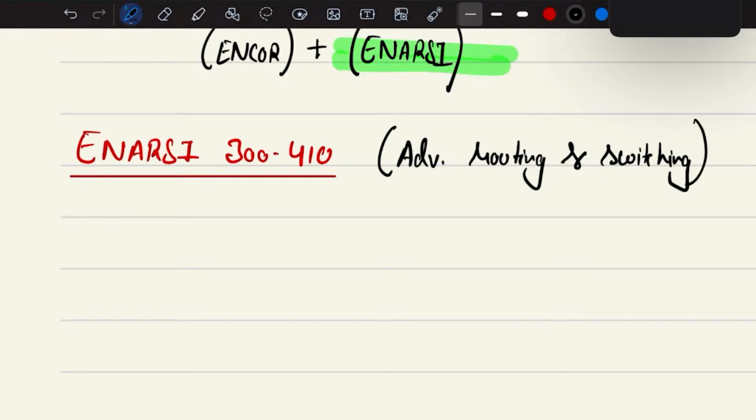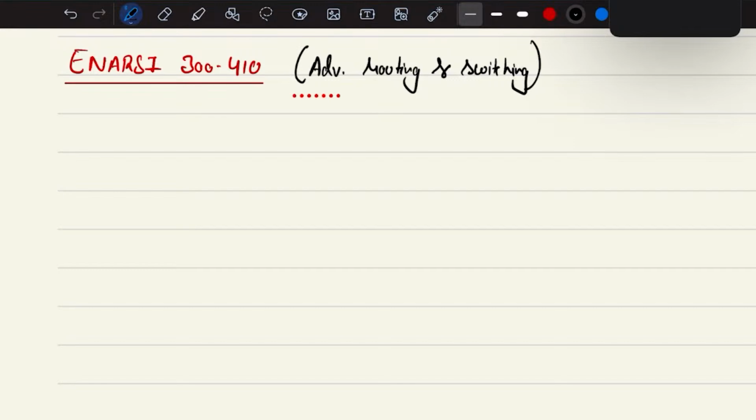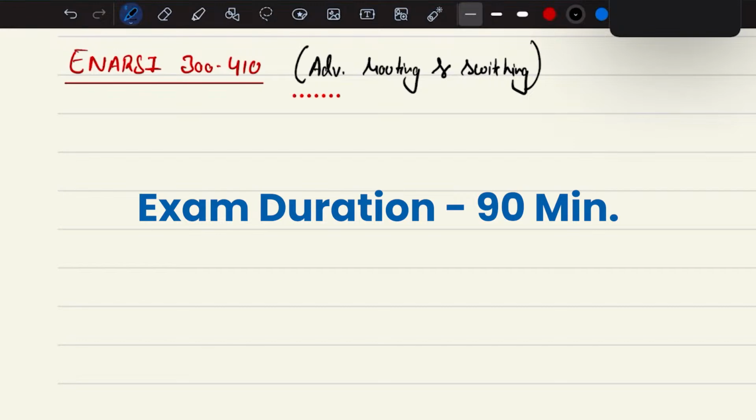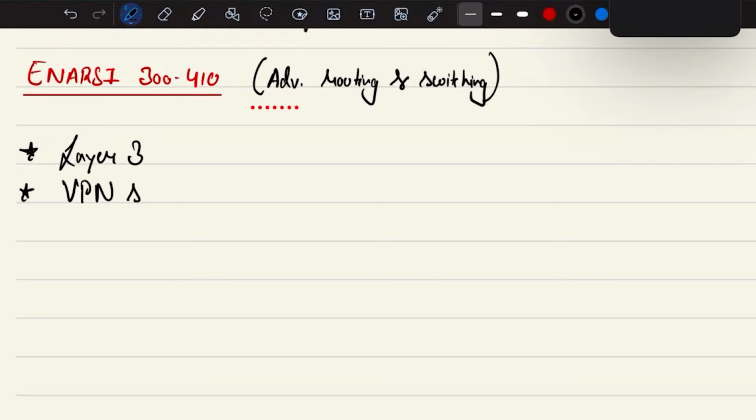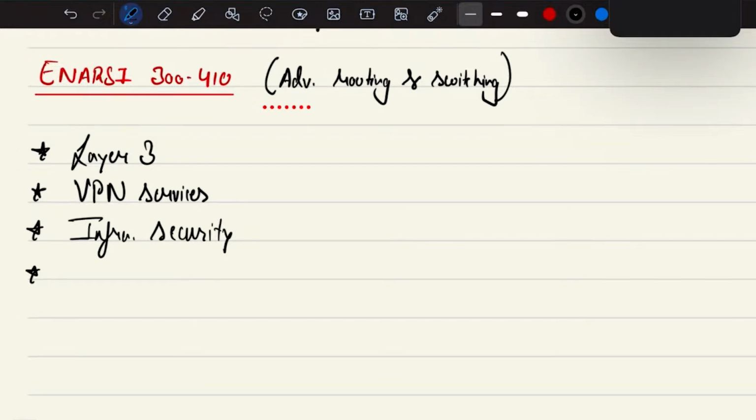Now, talking about the exam topics we are going to discuss in the CCNP course content for your ENARSI level: the exam duration is about 90 minutes, and it is going to include topics like Layer 3 technologies. After Layer 3 technologies, we have VPN services. These VPN services are going to include all types of VPN configurations, be it GRE tunnels, DMVPN, NHRP spoke-to-spoke tunnels, and how IPsec can be implemented. That is all part of the VPN services. Then we have infrastructure security, which is also one of the parts. Once we are done with infrastructure security, we have infrastructure services.